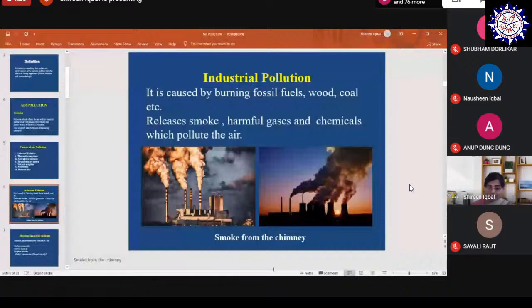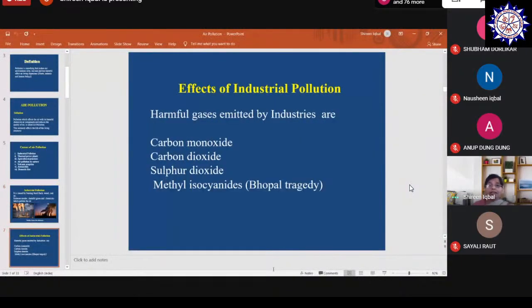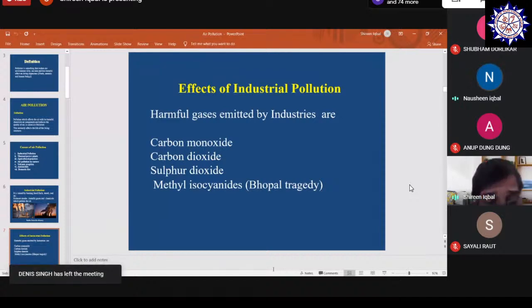Okay, so we have seen the harmful gases emitted by the industries. These are carbon monoxide, carbon dioxide, and sulfur dioxide. All these are poisonous gases which are emitted.